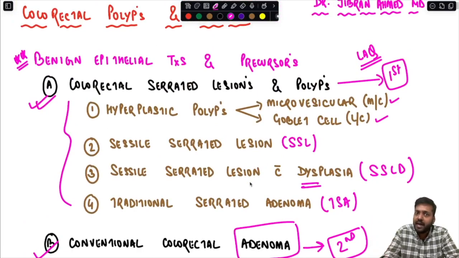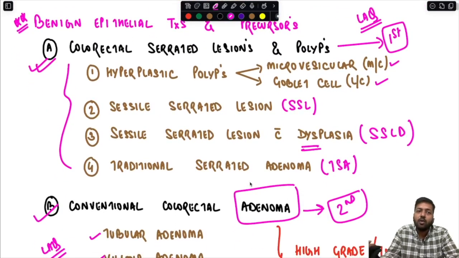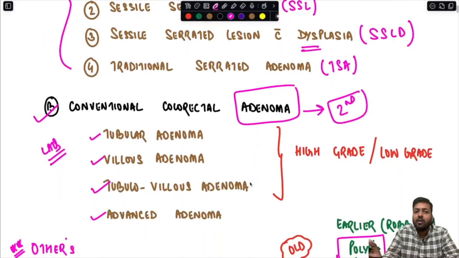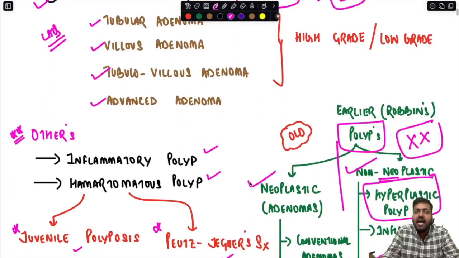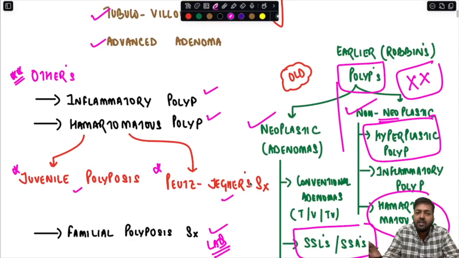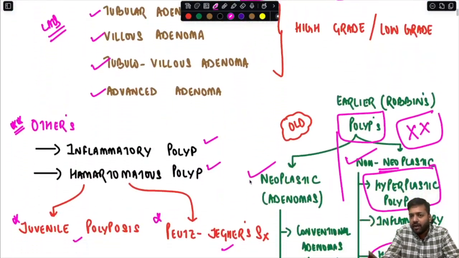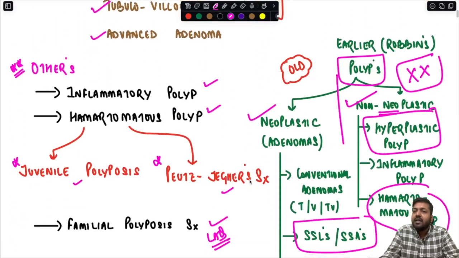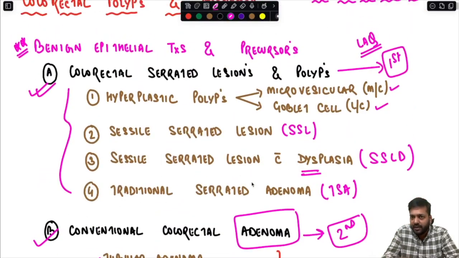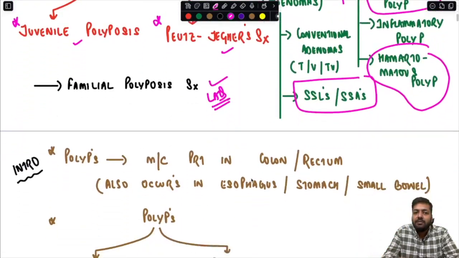So these are all benign epithelial tumors and they are precursors. There are three headings: one is colorectal serrated lesions and polyps, then conventional colorectal adenomas, and then others, comprising inflammatory polyp, hamartomatous polyp and familial polyposis syndrome. I hope this classification is crystal clear to everyone, and why we have shifted from the earlier classification based on Robbins as neoplastic and non-neoplastic, to this particular classification. So let us begin.